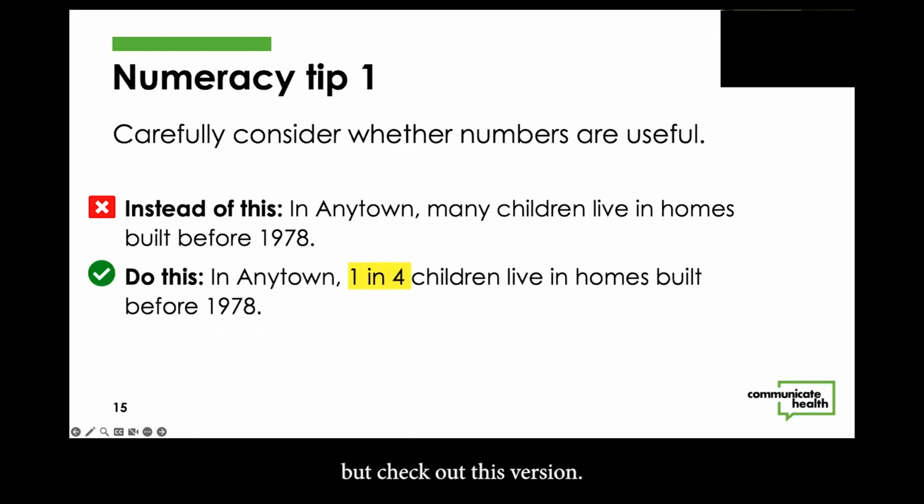But check out this version. In any town, 1 in 4 children live in homes built before 1978. So I think that 1 in 4 actually really gives a different feeling to this sentence. That's the only change between the two sentences. It's not as vague as many. It's not vague at all. Actually, it's very specific. And so it's really making this concrete and helping people picture how many kids are affected.